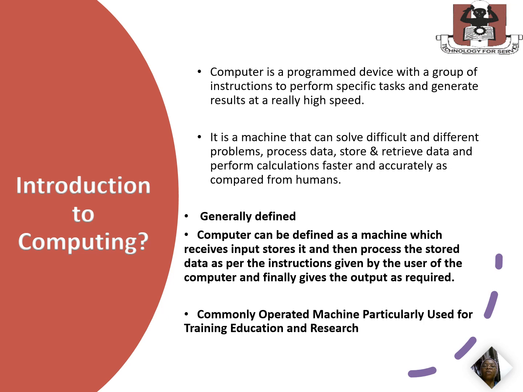Furthermore, a computer is a programmed device with a group of instructions to perform specific tasks and generate results at very high speed. So it is a machine that can solve difficult and different problems. It can process data, store and retrieve data, and perform calculations faster and more accurately when compared to humans.